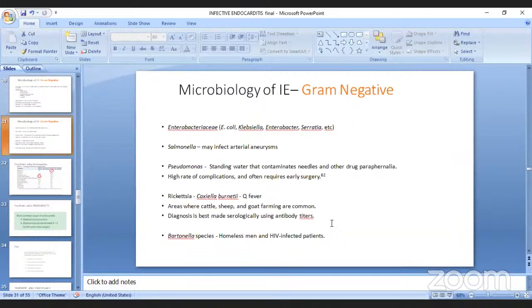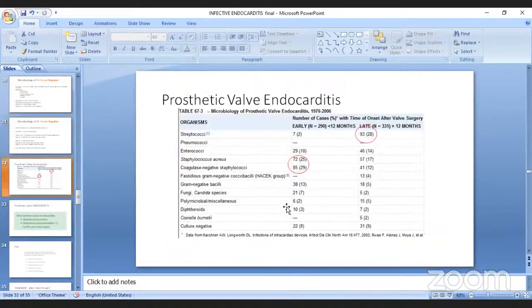Then the other ones which will cause a culture negative endocarditis are your Enterobacteria, Salmonella, Pseudomonas, and again, you cannot forget this, Rickettsia, that is Coxiella burnetii, which causes Q fever. Where will you find it? Areas where cattle, sheep, and goat farming are common, and diagnosis is best made serologically using antibody titers. If Bartonella comes, you always have to remember a homeless man roaming around in the streets, usually with HIV infected patients. A very immunocompromised patient will have a Bartonella species present.